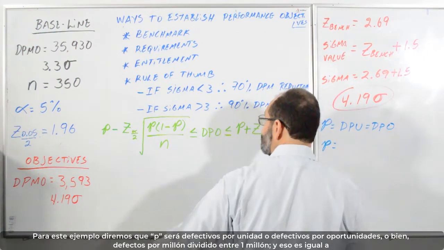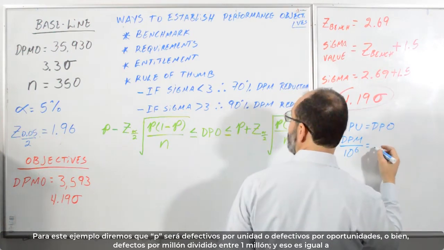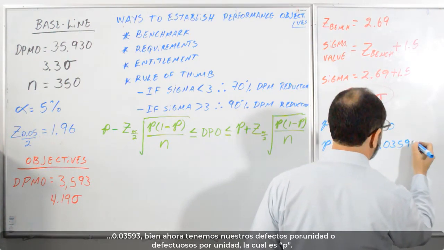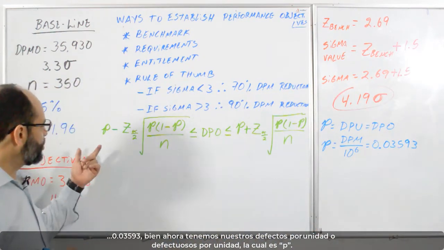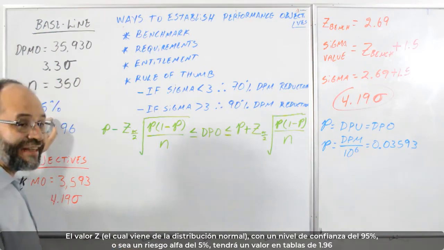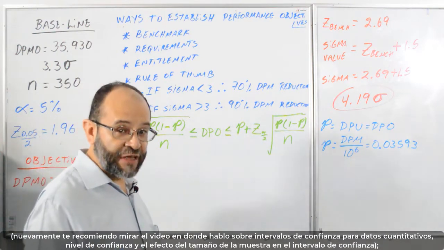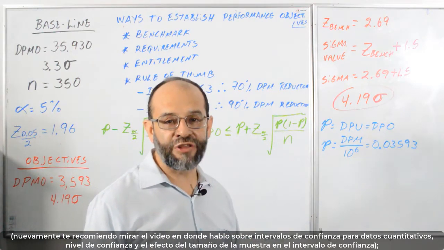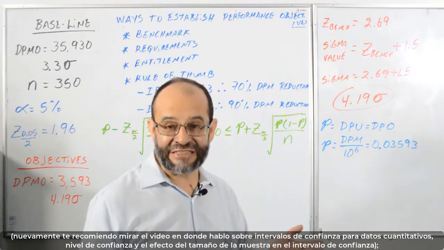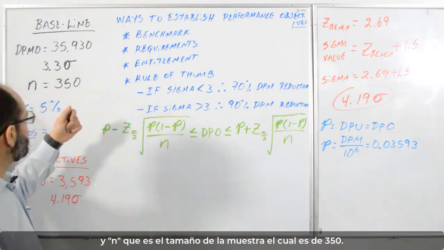In this case, it is defects per million divided by 1 million, and that is equal to 0.03593. Okay, so we have our defects per unit, or defective units, which is P. Z value, which is from the normal distribution, 95% confidence level, alpha of 5%. The value from the table for Z is 1.96. As I have said, I encourage you to take a look at my previous video regarding confidence intervals for quantitative data, where I talk about confidence level, the effect of sample size, and all of that. And N, which is the sample size, is 350.